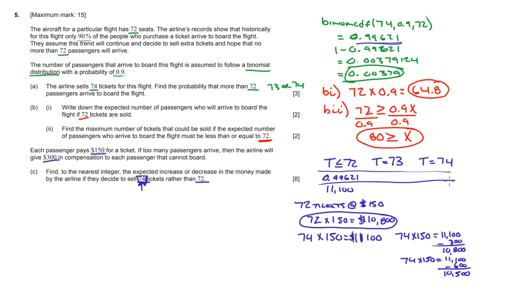Make ourselves a little chart here so this is a little bit more clear. If we get 73, this is the one if we get 73 tickets. This is 74 tickets, and this is if 72 or less show up, right? So 73, we're going to come back with 10,800, and then 74, we're going to end up with 10,500, and we just want to figure out what the probability of each of these are.